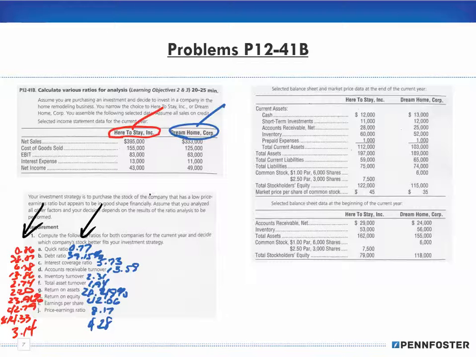And it says here, your investment strategy is to purchase a stock of the company that has a low price to earnings ratio. So if you look at your PE ratio for Dream Home, that was 4.28, versus the Here to Stay, which is 3.14. All right. So the lower the PE ratio is the one that you're initially tending to look for. So on the surface, you're going to look and say, oh, I prefer to buy Here to Stay based upon the PE ratio, right? But it has to appear to be in good shape financially, right?